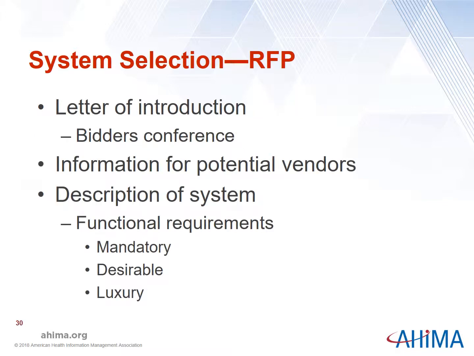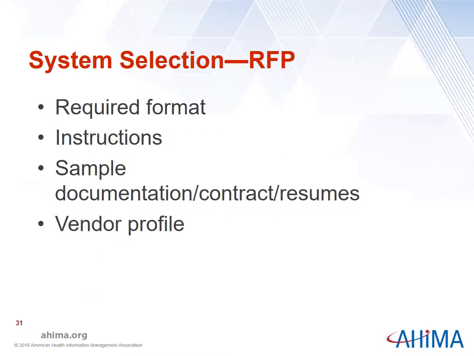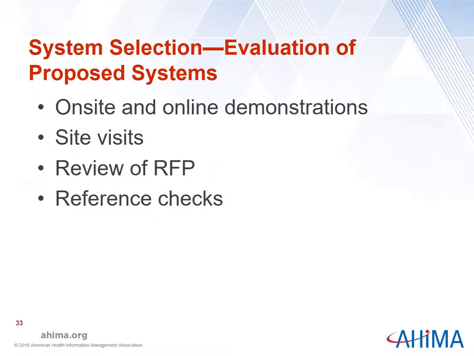The RFP includes several components: letter of introduction, information for potential bidders, description of the system, required format of the response, the instructions for the RFP, system testing requirements, and a vendor profile. Evaluating the proposed systems can be done through on-site and online demonstrations, site visits, a review of the RFP, and reference checks.